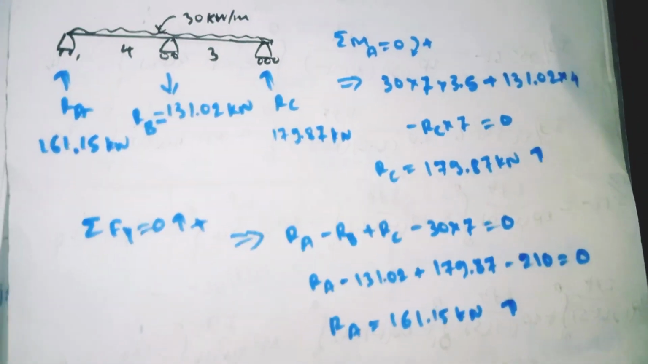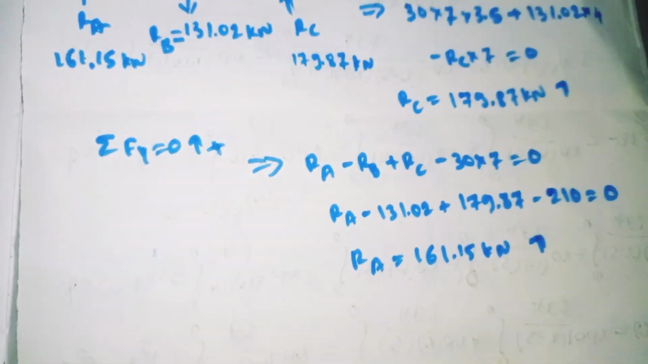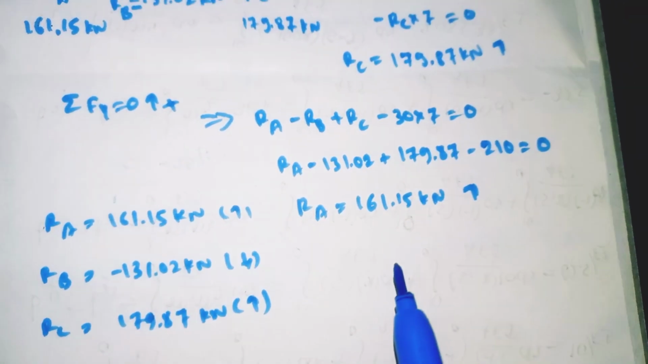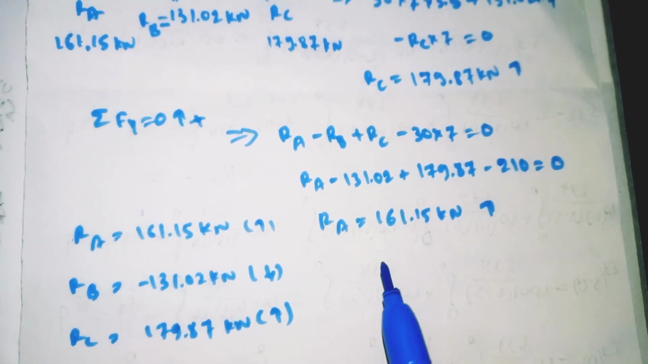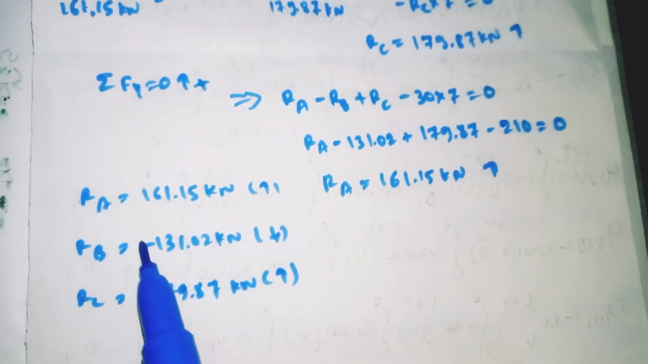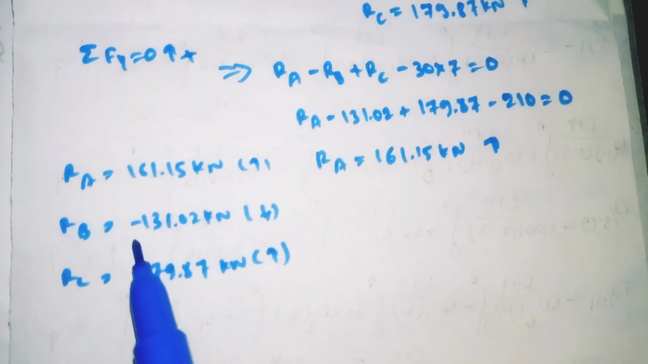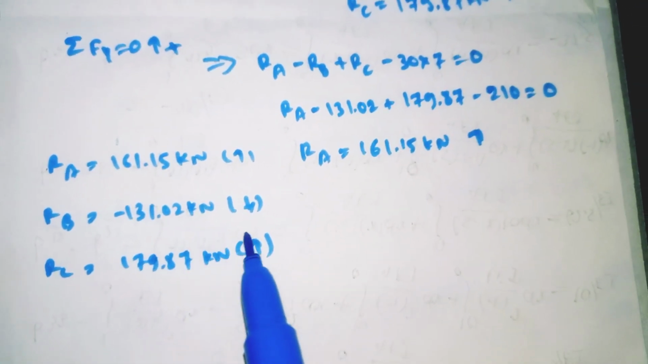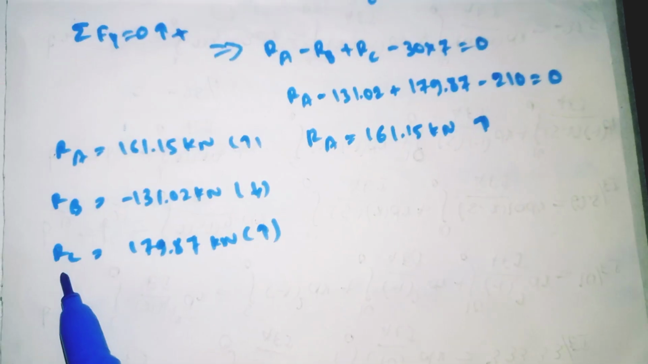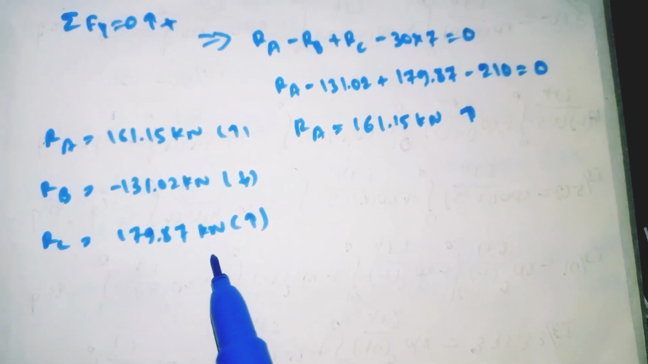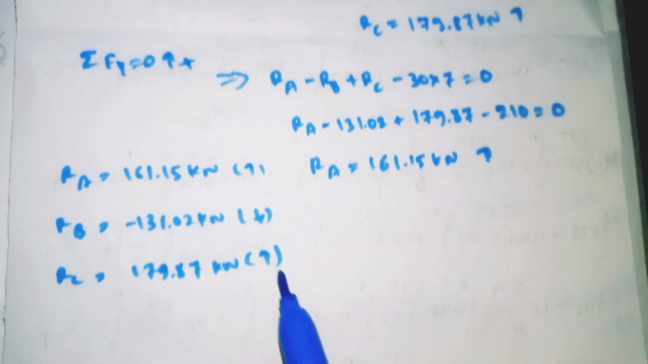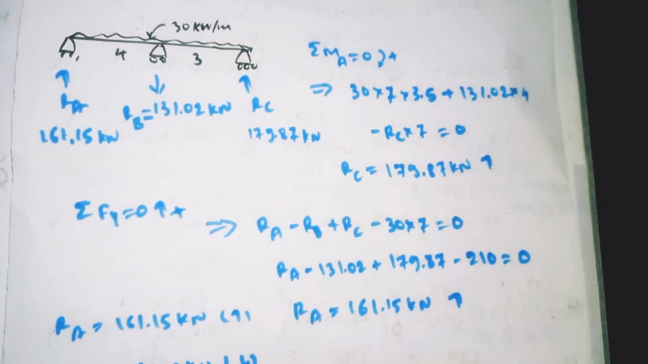This is how we need to find all the reactions. So by using the static equations, we need to find all the reactions. So RA value we got was 161.15 kilonewtons going upward. RB is minus 131.02 kilonewton. It is also going downward. RC is equal to 179.87 kilonewton. It is also going upward. So here our problem ends.